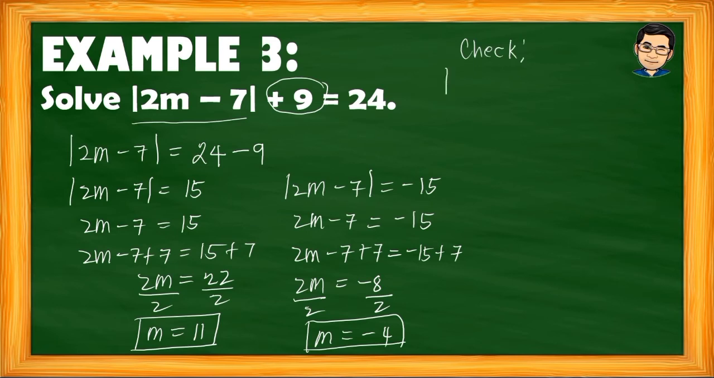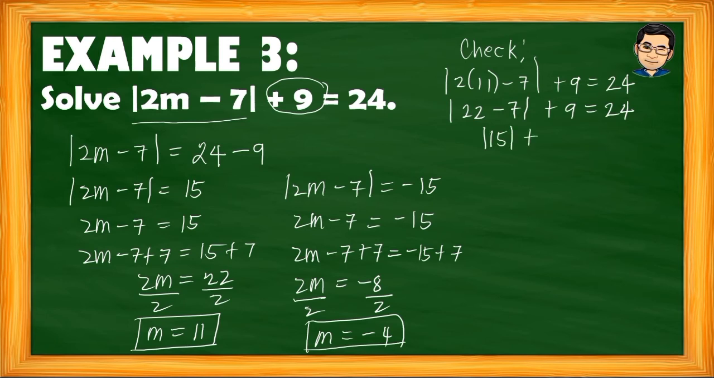So, the absolute value of 2 times 11 minus 7 plus 9 is equal to 24. And then, 2 times 11 is 22 minus 7, then plus 9 equals 24. And then, we subtract 7 from 22, and that is the absolute value of 15 plus 9 is equal to 24. So, the absolute value of 15 is 15, positive 15, and then add natin yung 9. So, 24 equals 24. So, yung m is equal to 11 is correct.